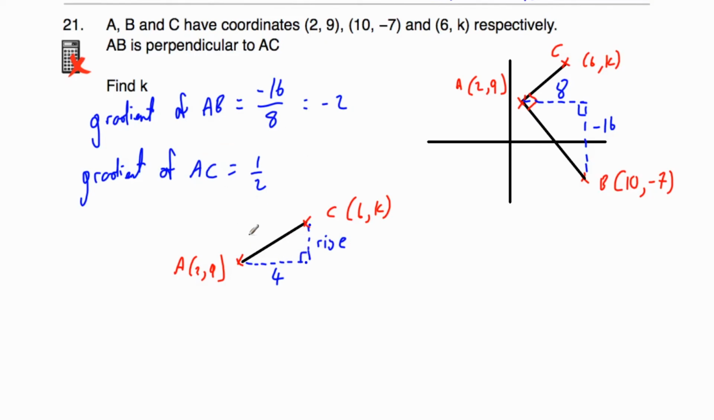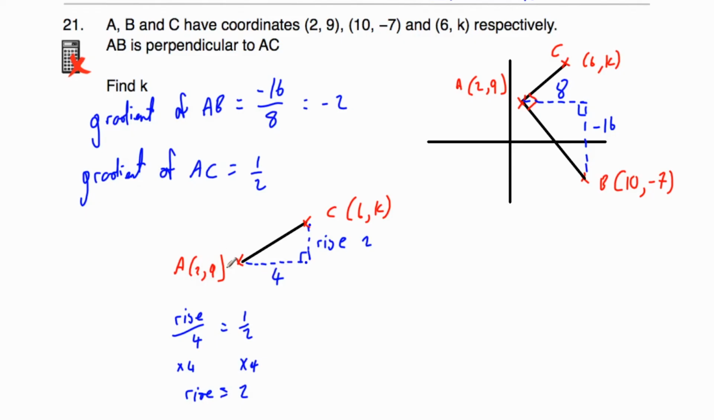And we know the gradient of AC is equal to a half. So whenever we work out the gradient, we do rise over run. So the rise divided by 4 will be equal to a half. And that means that if we multiply both sides of this by 4, we can find the rise. So a half times 4 would be equal to 2. So the rise is going to be equal to 2 here.